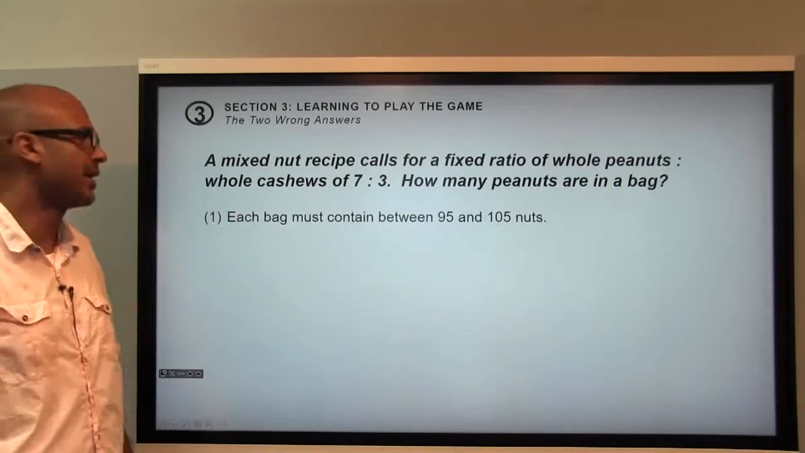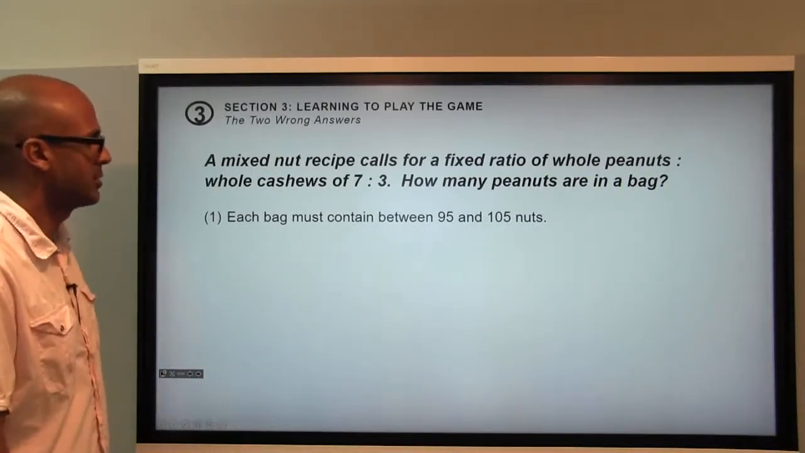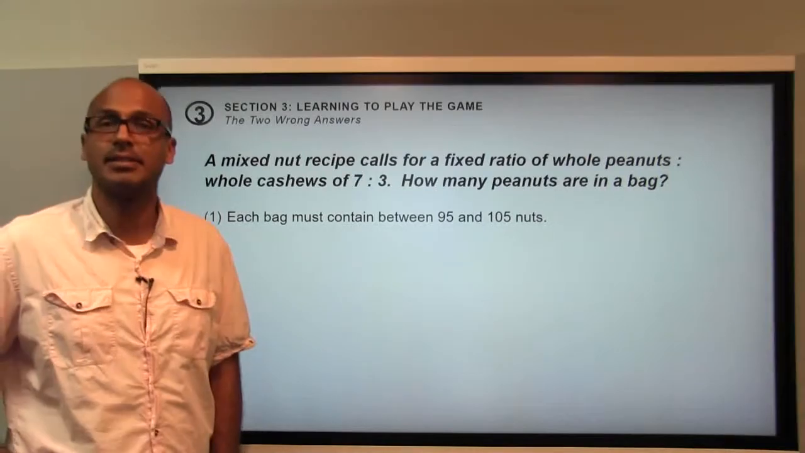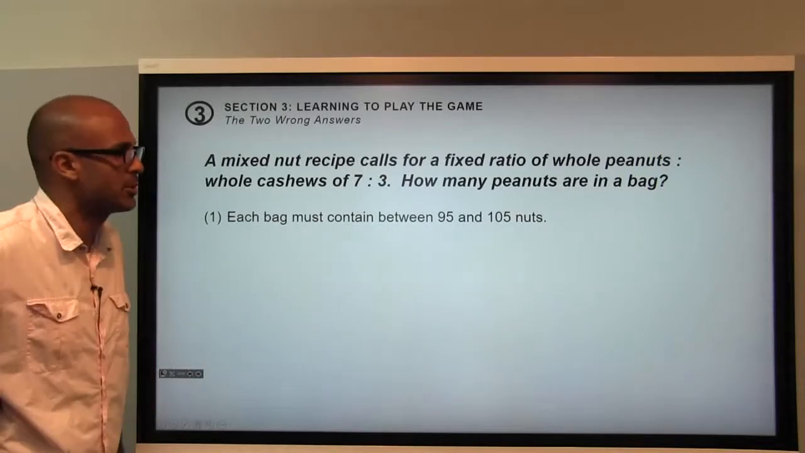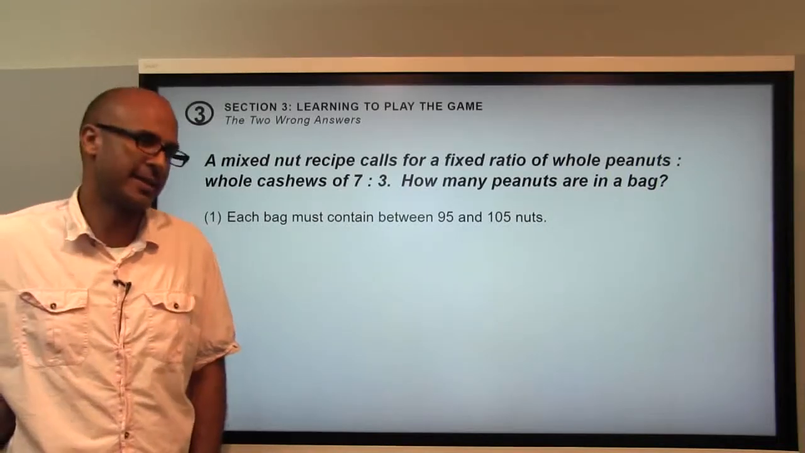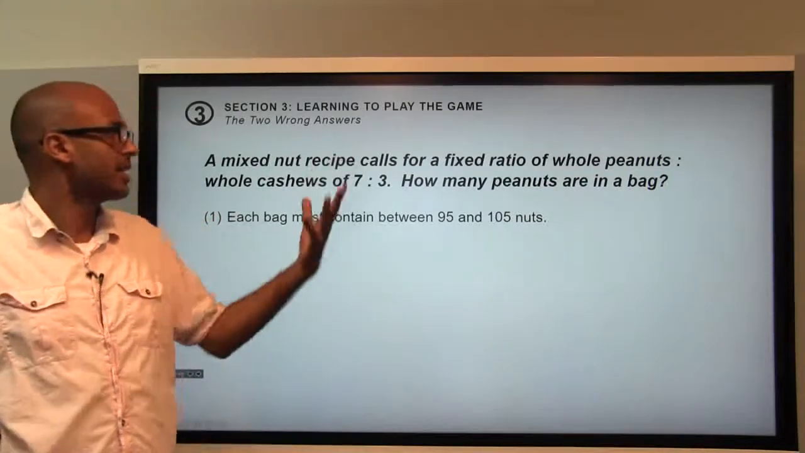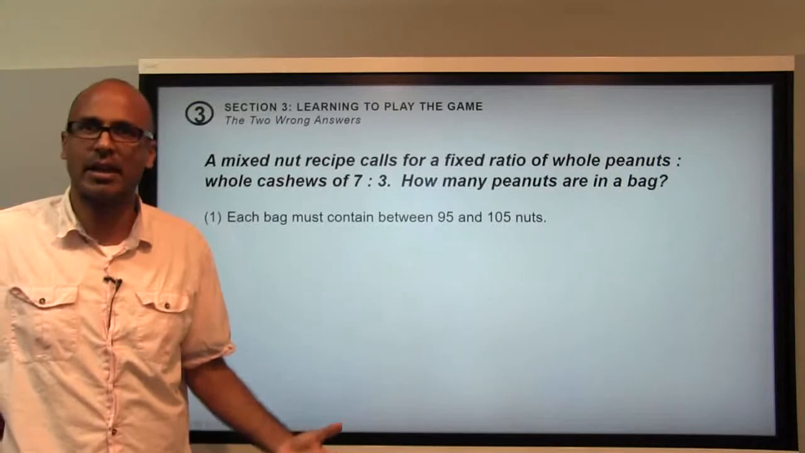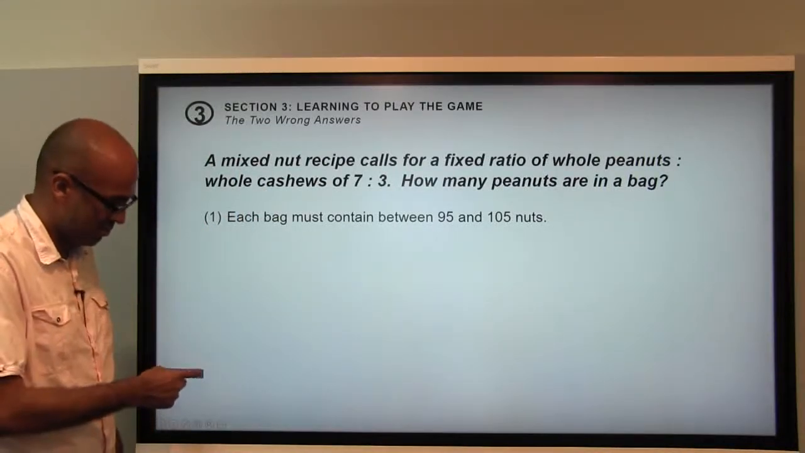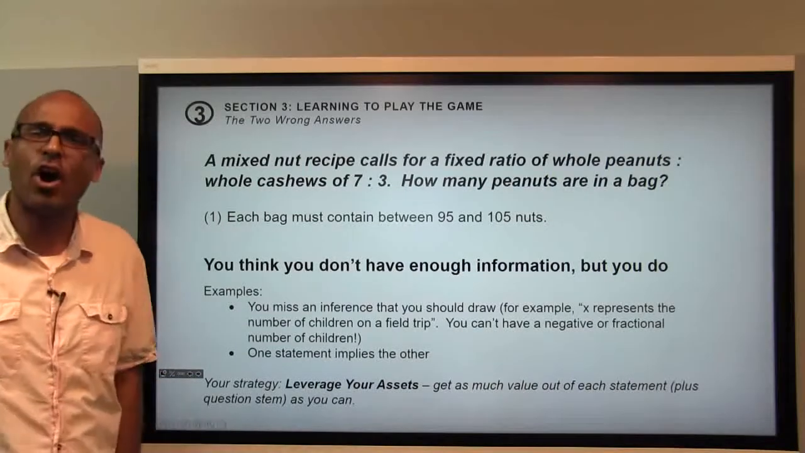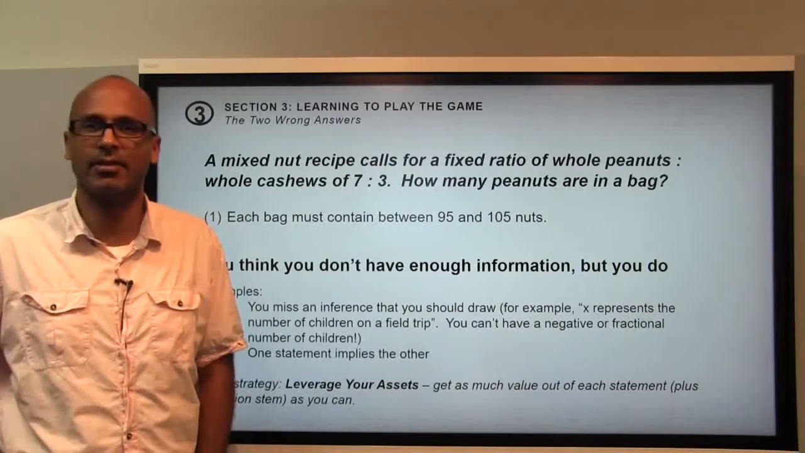So look at this example here. It says, a mixed nut recipe calls for a fixed ratio of whole peanuts to whole cashews of 7:3. How many peanuts are in a bag? Statement 1 says each bag must contain between 95 and 105 nuts. Sufficient, not sufficient, I don't know. There are so many nuts here. How am I going to figure this out? Clearly, I don't have enough info. It's not hard to get to that point. Doesn't mean that's the point I want to get to, though.